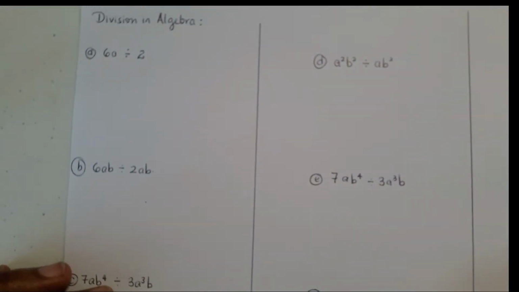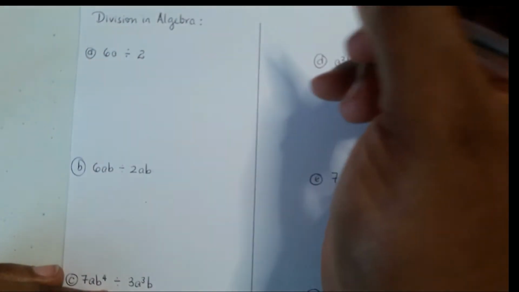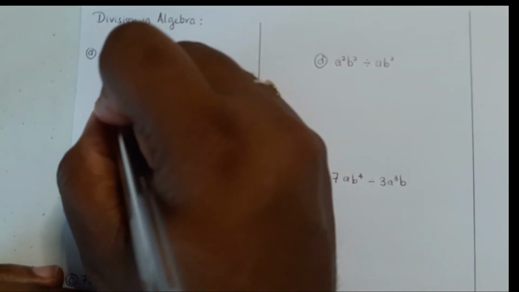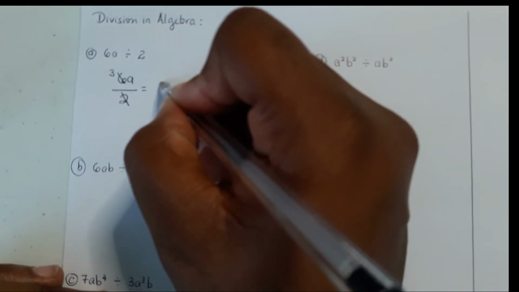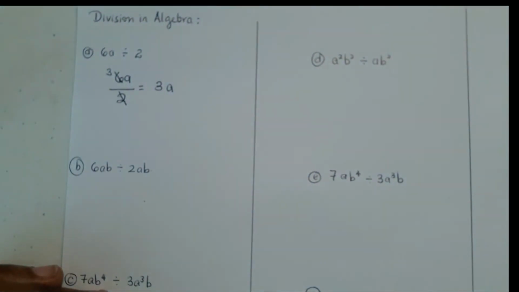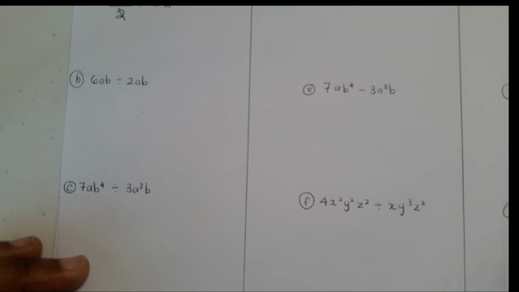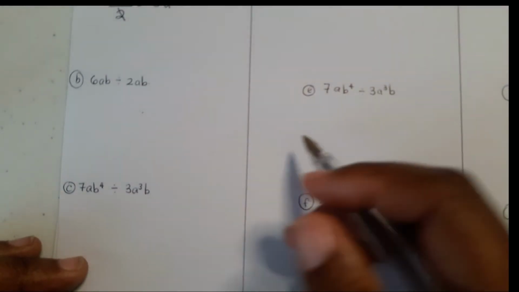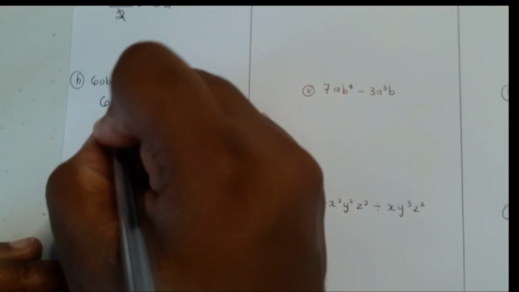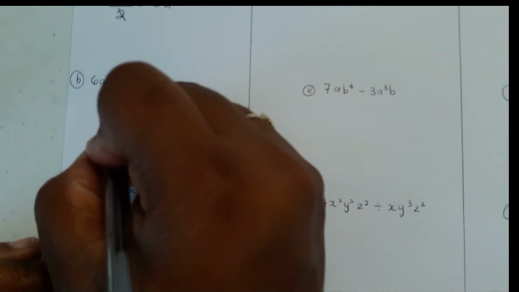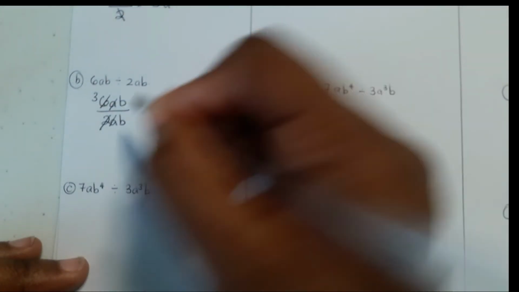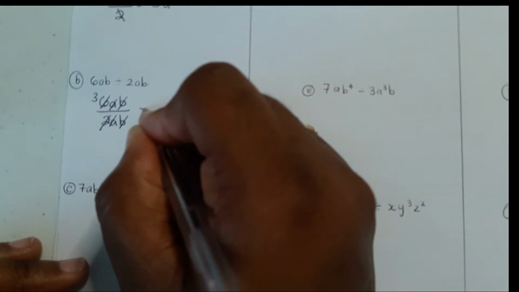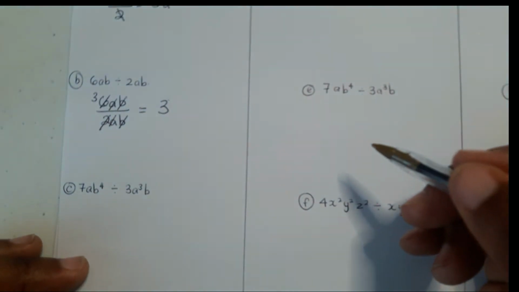So here we have 6a divided by 2. I'll advise you to write it like this: 6a over 2. 2 could go into 6 3 times, so you'll be left with 3a. Good? Then we have 6ab over 2ab. Again, 2 could go into 6 3 times. A will go into A once, and B will go into B once. So your answer will be 3.